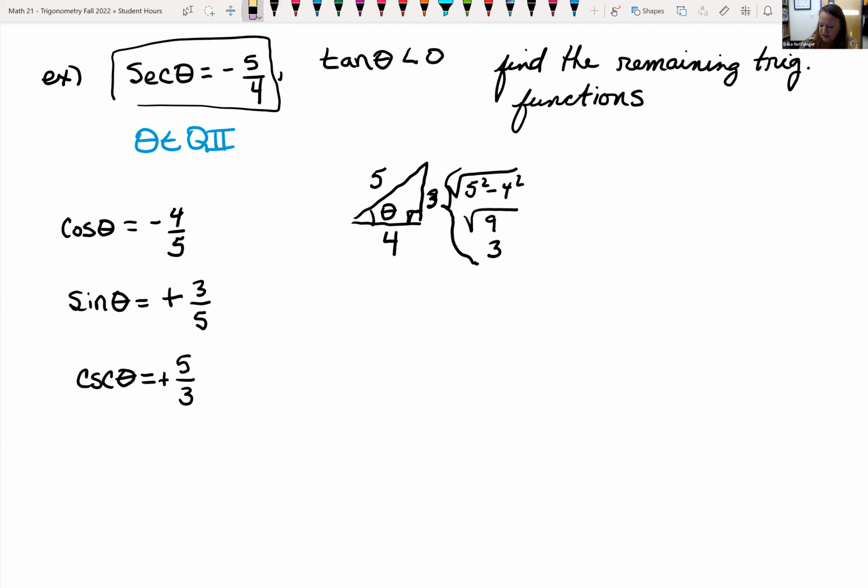Let's do tangent. Tangent theta is opposite over adjacent. In quadrant 2, and it told us this, it's negative. So opposite over adjacent would be 3/4, so this would be negative 3/4. And cotangent theta, let's write this up, is the reciprocal of tangent theta, so this is negative 4/3. So given that information about one of our trigonometric functions, enough information to figure out what quadrant theta fell in, we could find the remaining trigonometric functions.